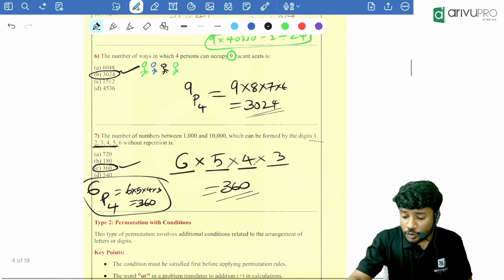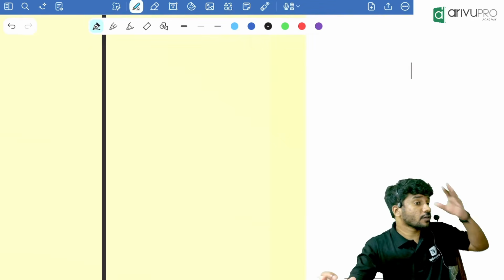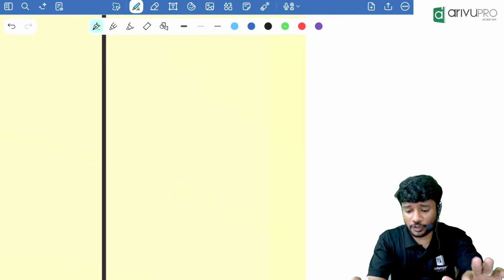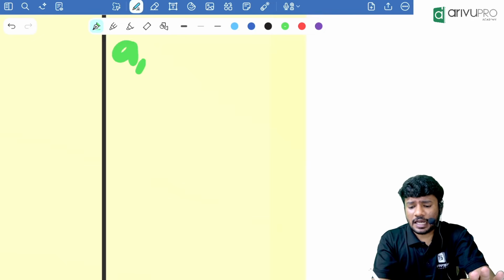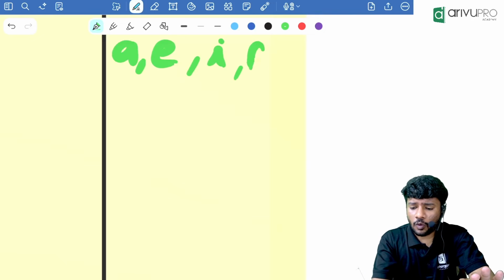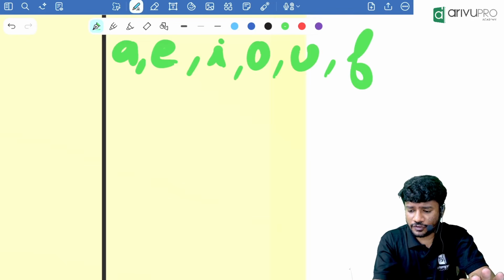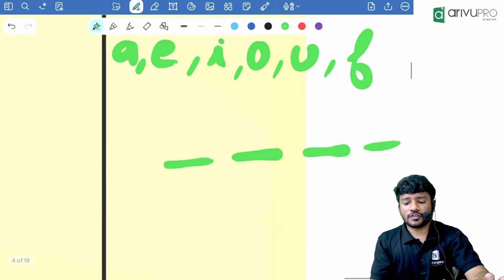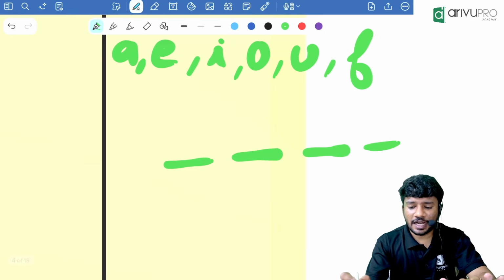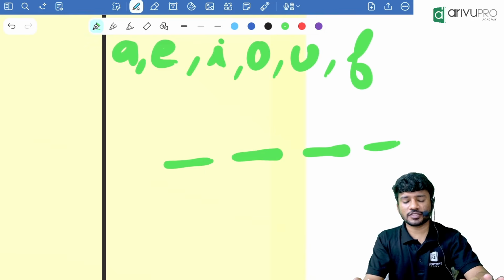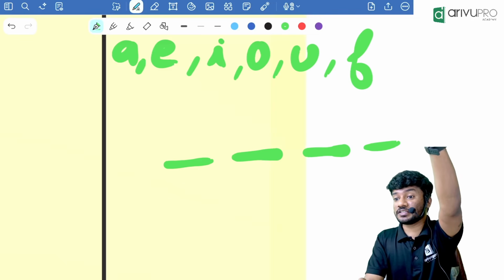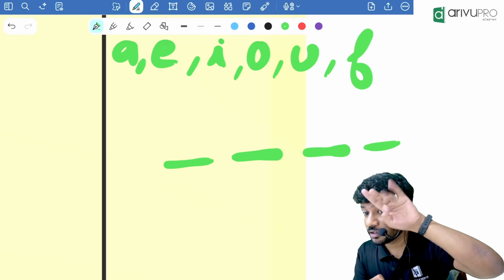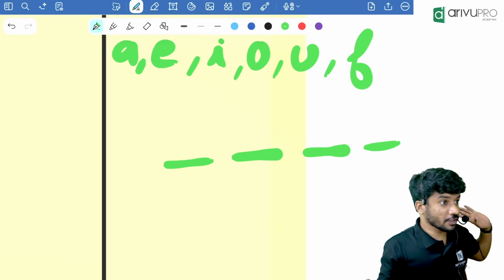Yes. If so, I will teach you with another method so that you will understand the other method also, because I understood why the confusion is coming to you. For example, A is there, E is there, I is there, O is there, U is there, F is there. We need to create a 4-letter word from the given A, E, I, O, U, F. How many letters are there in total? 6 letters are there in total, but what we need to create is a 4-letter word. The arrangement is only important for us.